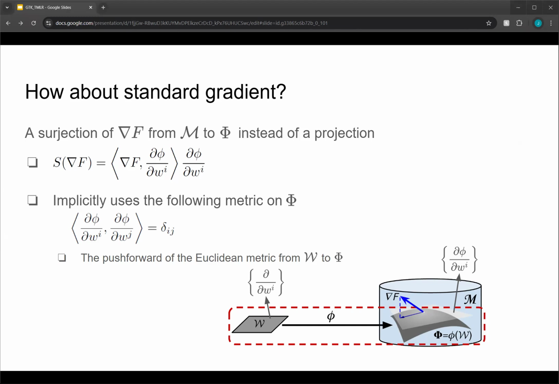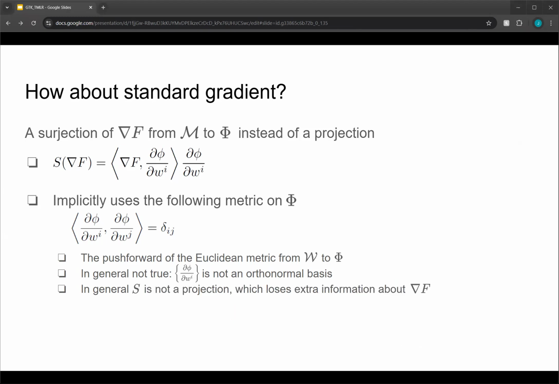This is actually the push forward of the Euclidean metric from W to Phi, because in the Euclidean space W, by default, we have d/dw_i inner product d/dw_j equals delta ij. However, unfortunately, this metric is in general not true, because d phi/dw_i is, in general, not an orthonormal basis of the tangent space of embedding Phi. That's why, in general, the surjection S is not a projection, which definitely loses extra information about grad F compared to a projection.